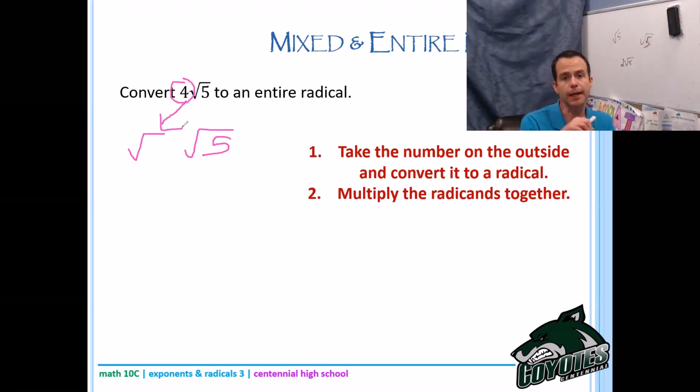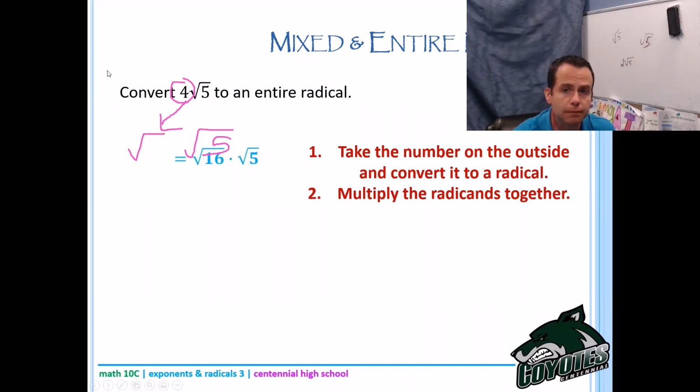So I'm thinking to myself, the root of what would give me 4? Well, the root of 16 gives me 4. So saying 4 and saying root 16 is saying the same thing. If it's saying the same thing, then I can interchange them. Anytime I see 4, I could write root 16. Anytime I see root 16, I could write 4, because they mean the same thing. So I'm going to change that 4 to be root 16.